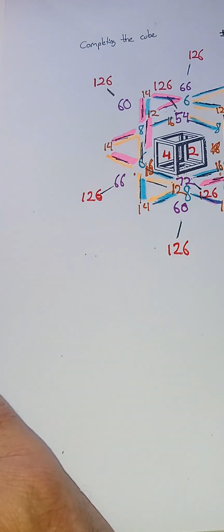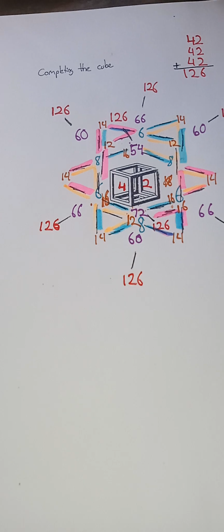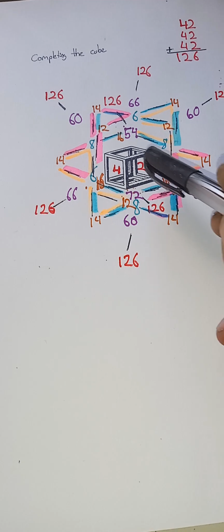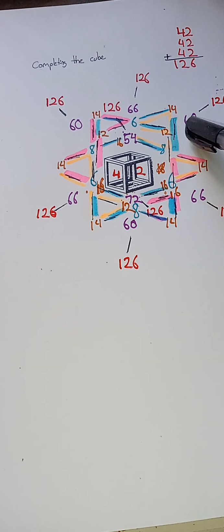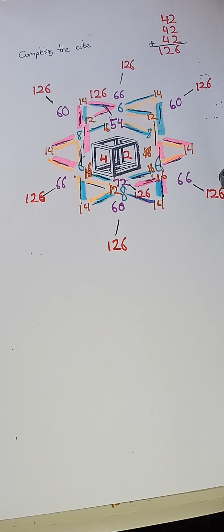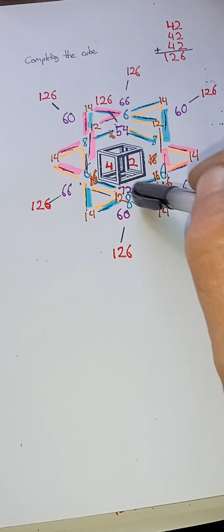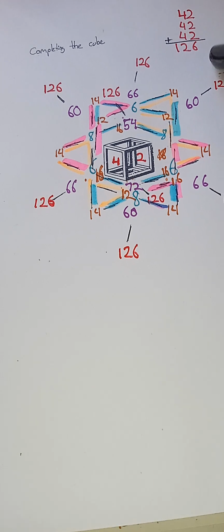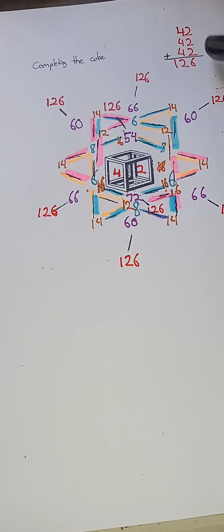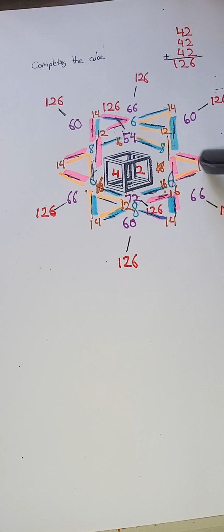And this is completing the cube. Once you have all these, you can complete the cube and you get the outer ghost numbers, the central ghost numbers, the primary and the secondary numbers. They all add up to 126, 42, 42, and 42.